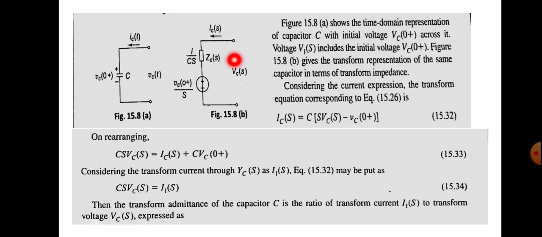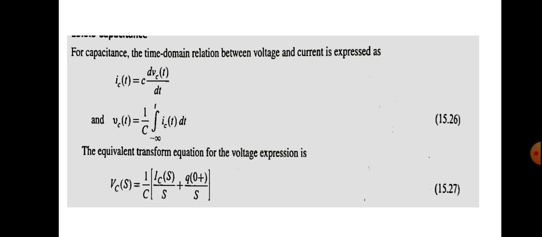Next we want to draw the transformed circuit for the capacitor. You know that this is the voltage equation: the voltage will be equal to Ic of s divided by Cs, plus Q of 0 plus divided by s. So this is the voltage equation, and the voltage is equal to the sum of these two voltages.